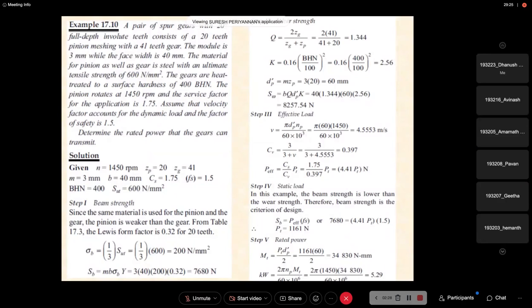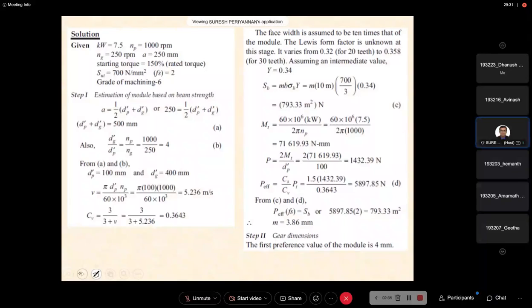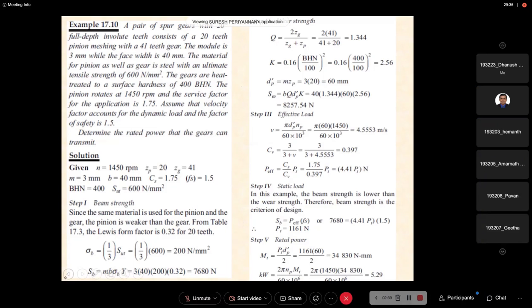Only stop video only. Okay. Yeah, Kalyan, are you able to see my screen? Hello? Yes, sir. The screen is visible. Yeah. The problem number 17.10, is it visible? Please, sir, reply. Yes, visible, sir. Okay.